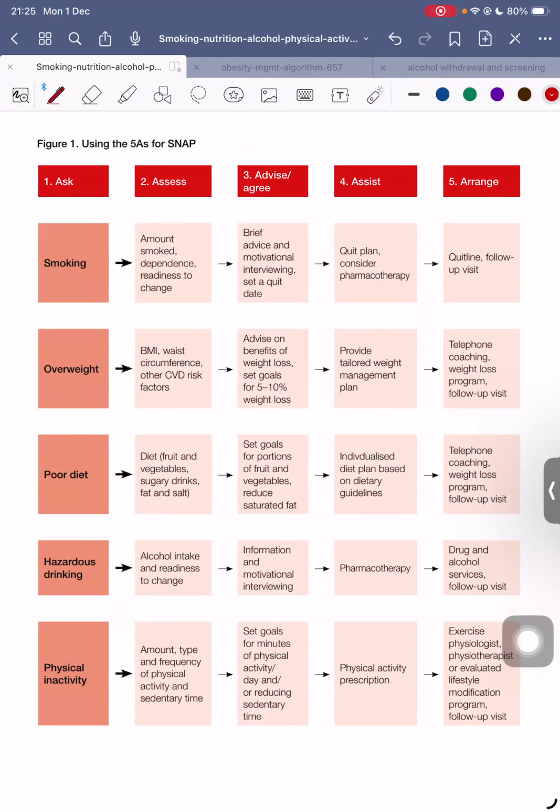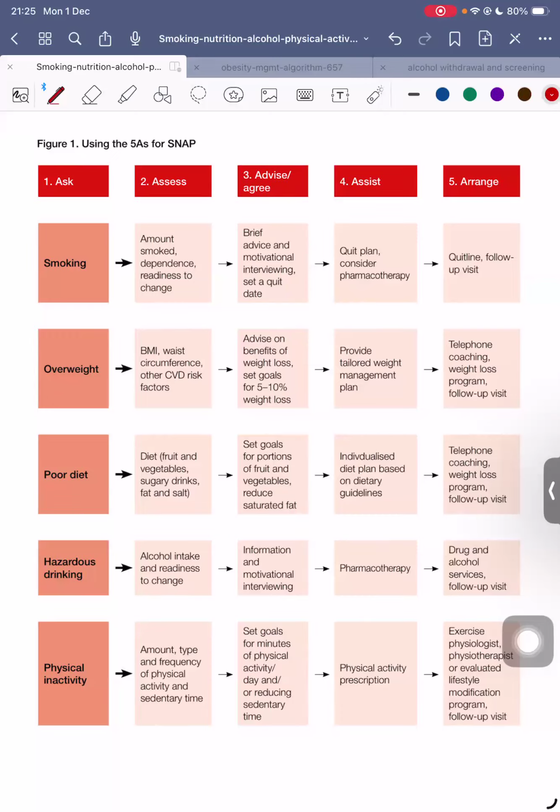These are the things we have to assess. We have to use these 5 A's for each criterion. So for smoking, how should we assess? We have to assess the amount smoked, dependence, and readiness to change. For advice, give brief advice and motivational interviewing. Set a quit date. Set a quit date.